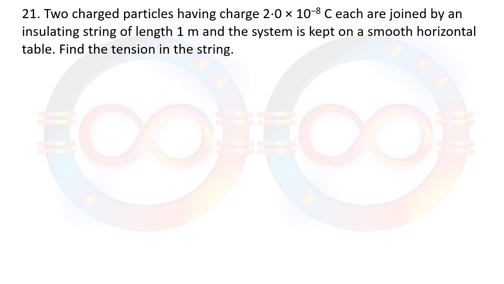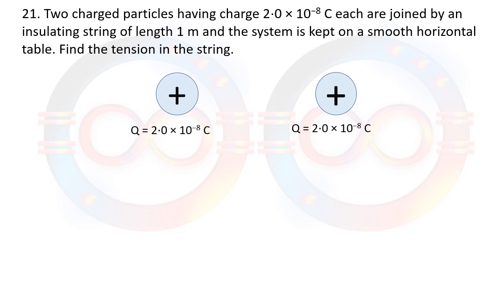Question number 21 says that there are two charged particles present on a smooth horizontal table, connected by a string. The length is given as 1 meter. It is asked what the tension developed in this string is. We know that whenever there are two charged particles having similar charges, there must be a repulsive force between them, and this force is responsible for developing the tension in the string. So let us first calculate the force between these two. That is the amount of tension developed in the string.